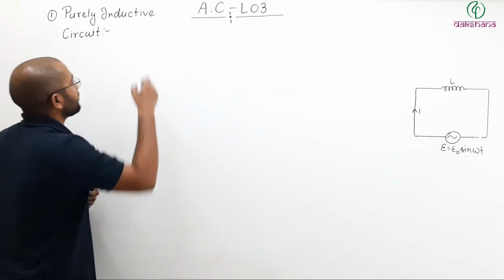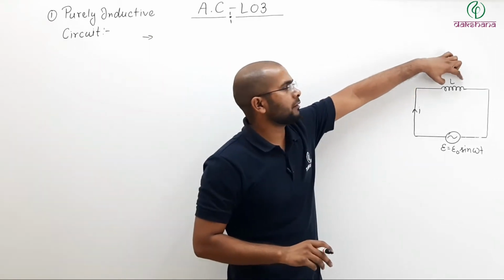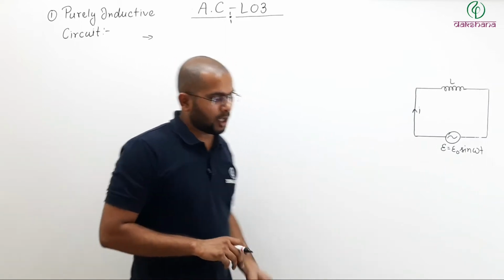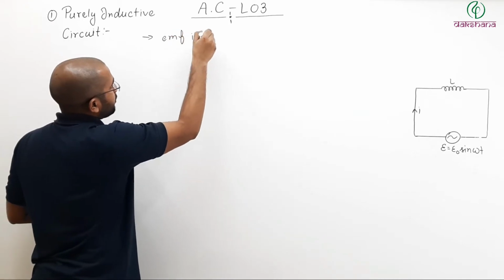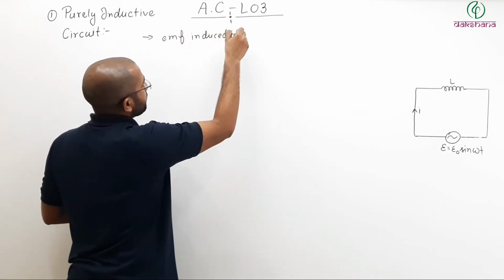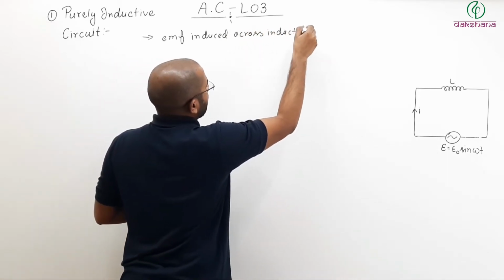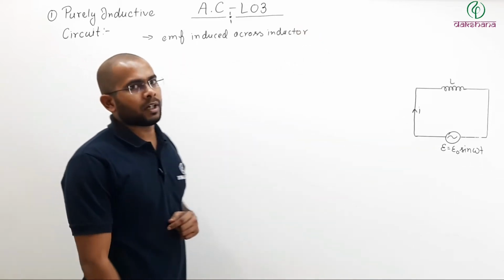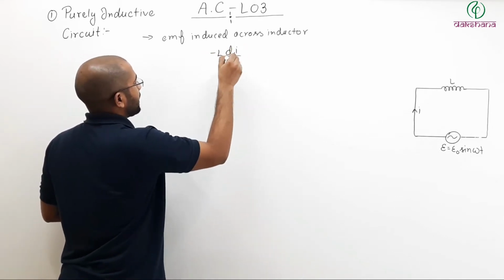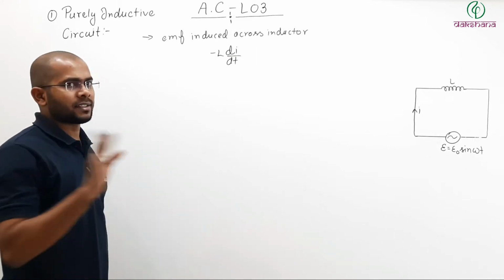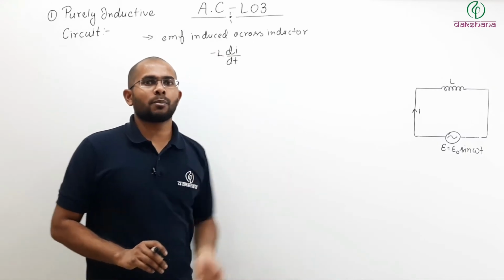To find the current, the first thing you need to know is what would be the potential developed or EMF induced across your inductor. So I will write: EMF induced across inductor. Now what will be the EMF induced? You have already studied the EMF induced in an inductor, that is minus L di by dt. Why minus? According to Lenz's law. In accordance with Lenz's law, if current is increasing, the EMF induced should try to oppose that increase in current.